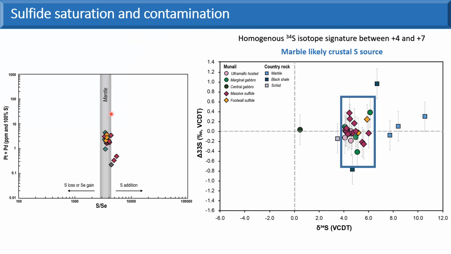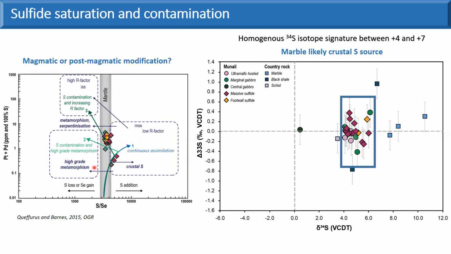However, when we look at sulfur-selenium ratios, we see mantle-like sulfur-selenium ratios, which is at odds with what we see from the crustal contamination. So using the fields of Griffiths and Barnes, there's likely been a magmatic or post-magmatic modification. If it had crustal sulfur, we would see high sulfur-selenium ratios, but we've had a shift lowering this ratio.